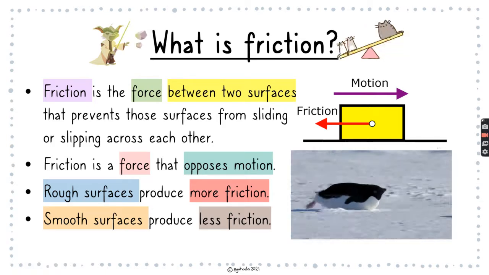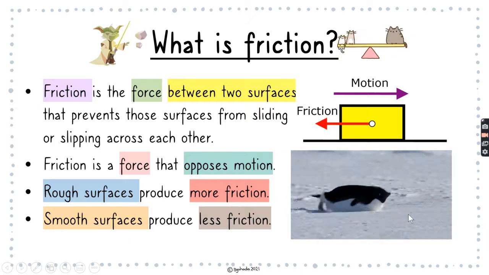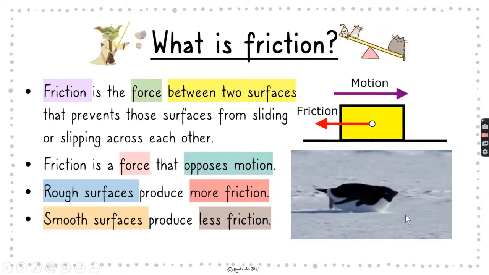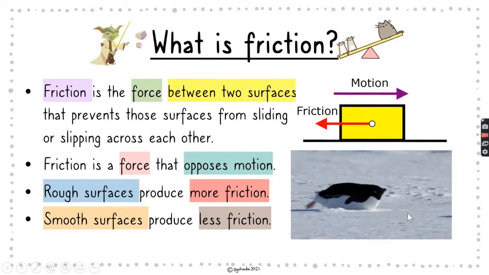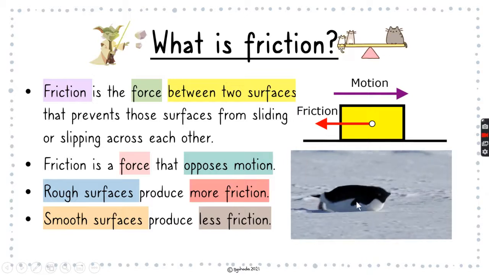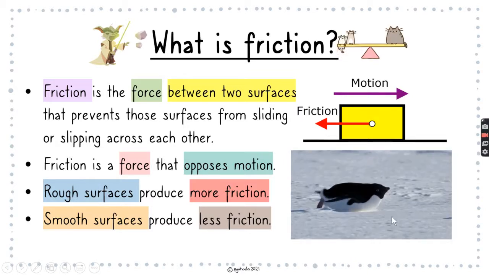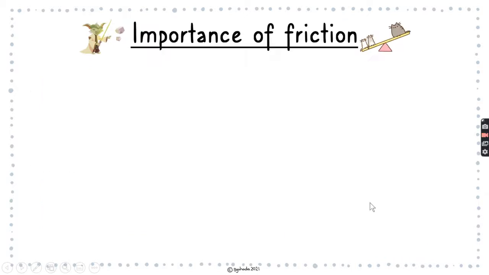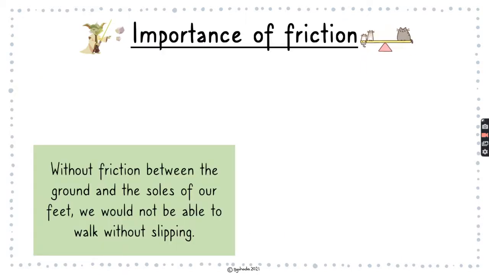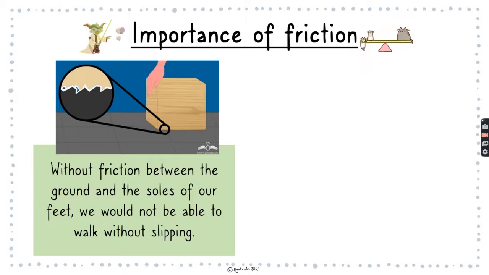For example, snow that has a lot of ice on it is very, very smooth. That's why this little penguin here can go pretty fast. There's less friction on very smooth surfaces. Why is friction important? Without friction, firstly, between the ground and the soles of our feet, we wouldn't be able to walk. We would be slipping all the time.